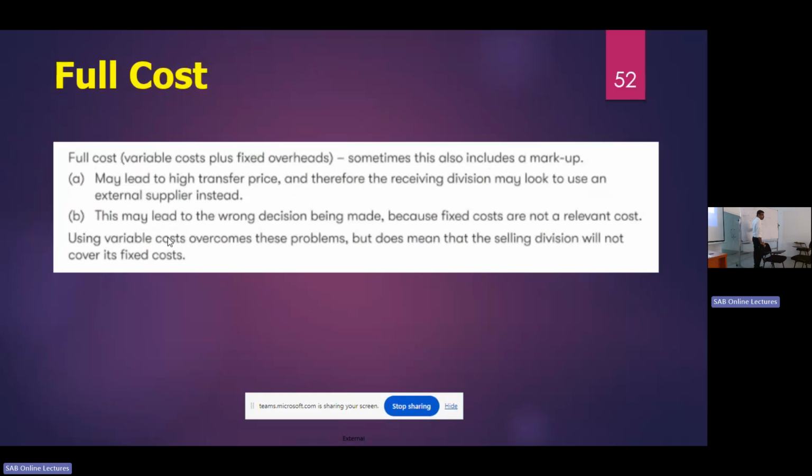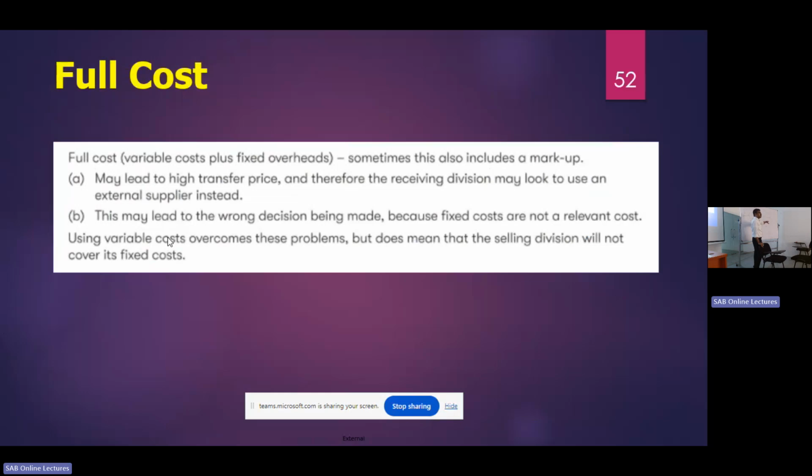So when you use the full cost, it may mean a higher transfer price. Therefore, the receiving division may look to use external supply. This may lead to a wrong decision being made because fixed costs are not relevant. Right? Got this scenario? We are talking about this topic here, relevant costing, but you are familiar with these concepts, like relevant cost.